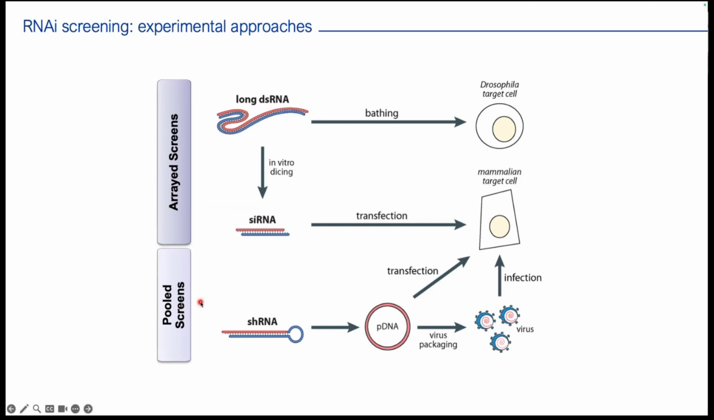For pool screenings, because these are encoded by plasmids or virus, we use short hairpins that then are processed inside the cells and then give rise to the short interfering RNA.